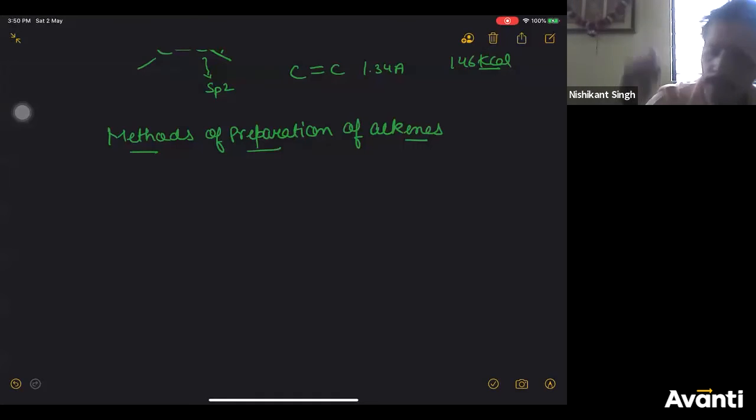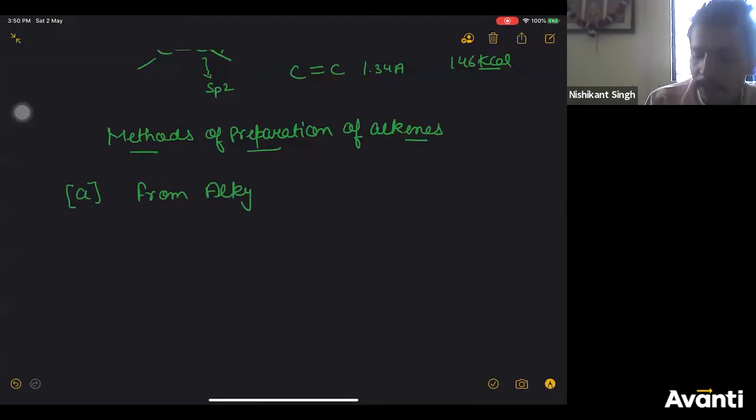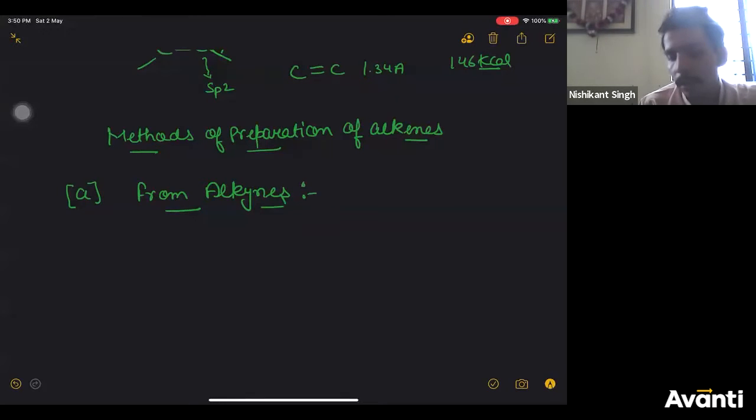Right? So, general methods of preparation of alkenes. The first method that we will discuss, that is how I was telling you, how do you remember it? I can prepare alkenes from what? From alkynes, from alcohols, from alkyl halides. So there are various ways. The first method that we are discussing today is from alkynes. So we can prepare alkenes from alkynes, right?